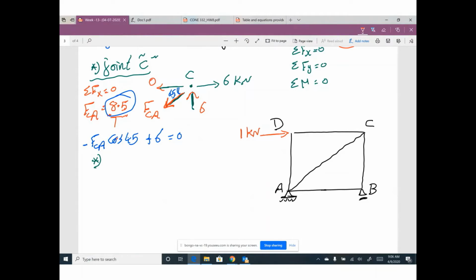And resolve this truss one more time. But at this moment, we have a truss with only 1 kilonewton at point or joint D. Go ahead and solve due to the effect of 1 unit load.